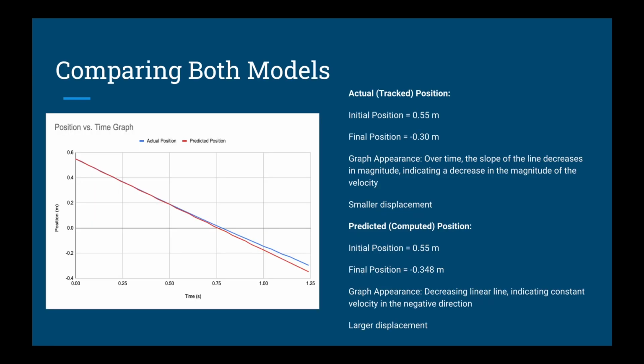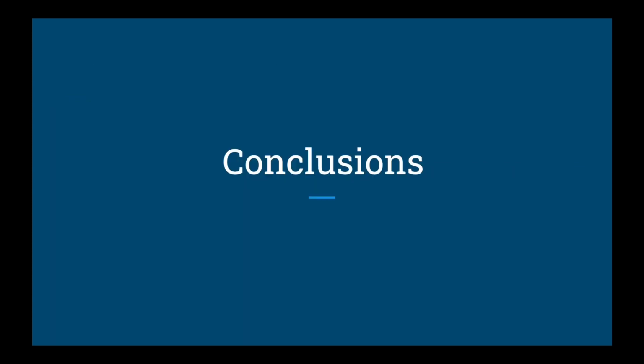Comparing both models, we see that both had an initial position of positive 0.55 meters. However, the final position varied a little. The final position of the actual tracked data was negative 0.3 meters, while the predicted position was negative 0.348 meters, meaning that the predicted displacement was larger than the actual one. Over time, the slope of the actual position line decreases in magnitude, indicating a decrease in the magnitude of velocity, while the predicted line is decreasing linearly, indicating a constant velocity in the negative direction.